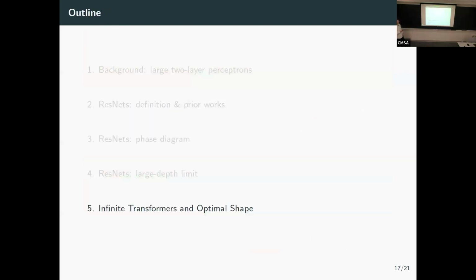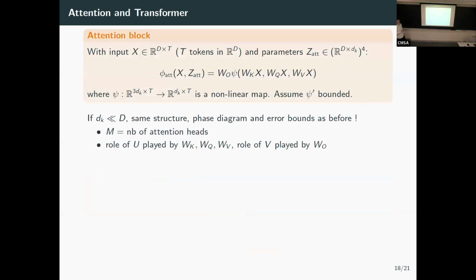First, a comment on the fact that the structure of transformers is essentially the same, modulo the proper identification. Transformers are ResNet architectures where we alternate between MLP, like I've shown, and attention blocks. It's a bit trickier in the notation because the input has two dimensions: the dimension of the embedding and also the number of tokens. But here I'm assuming that the number of tokens is fixed, so it's a constant.